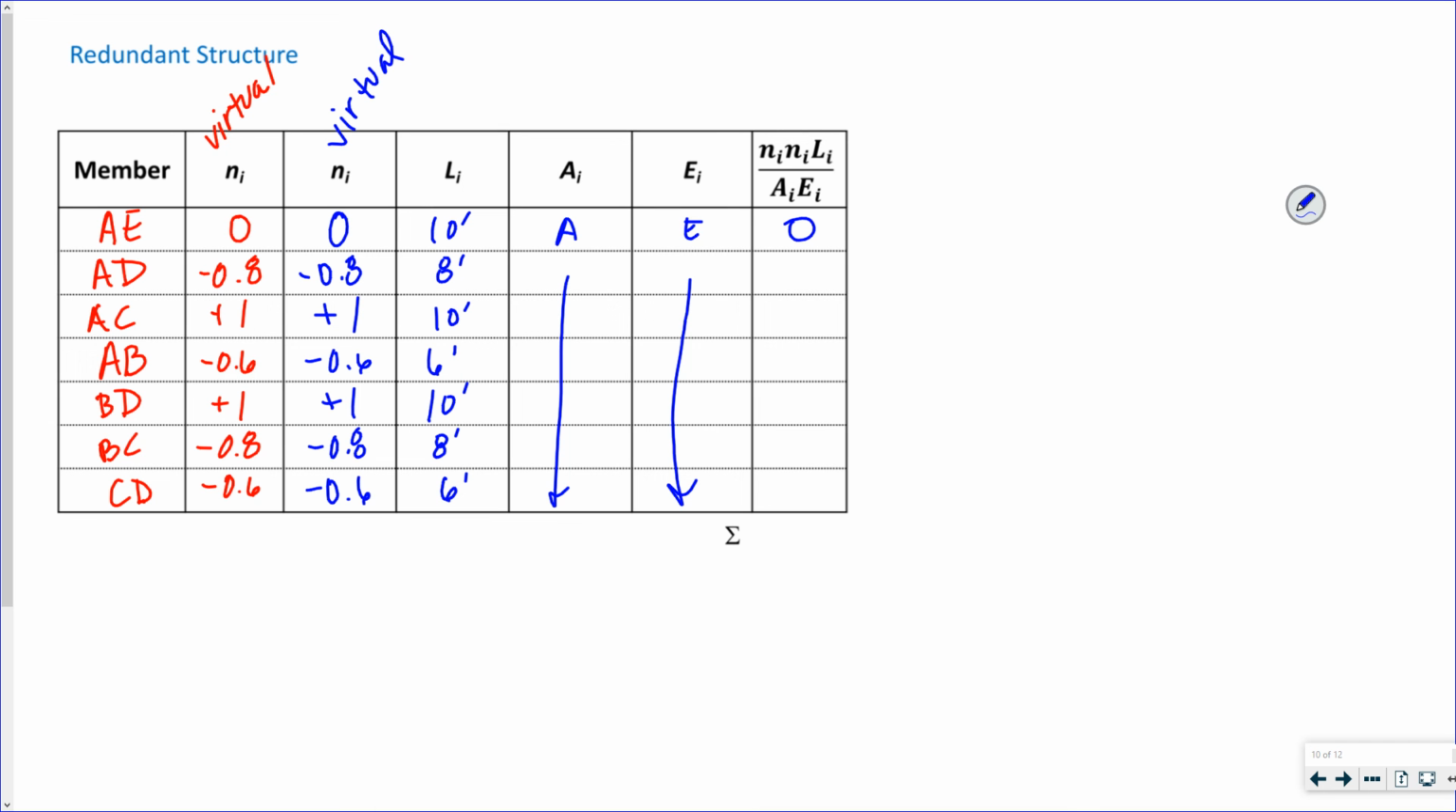So only the top one's going to be 0 this time. But I get to multiply my two virtual loads. So basically I'm squaring my virtual loads and multiplying them by the length. 5.12 feet per AE. 10 feet per AE. Start to notice a pattern compared to the last one, right? These are the same numbers, similar numbers. And 2.16.